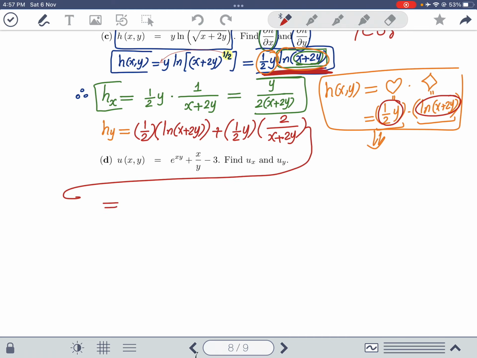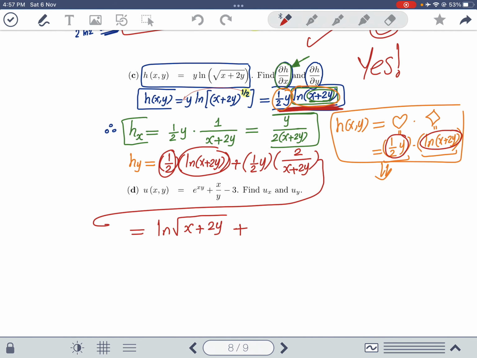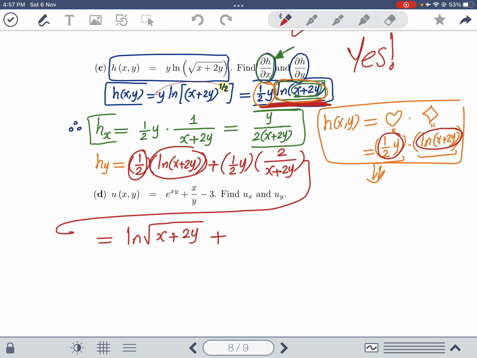So equals. You can put the half, you see, the half ln. Put the half back as a power and it will give you the square root again. Because now you are done. You just want to write things in an easier way. Plus, here, which one now? Yeah, half, the 2 goes with the 2 down, and so you just have y over x plus 2y.